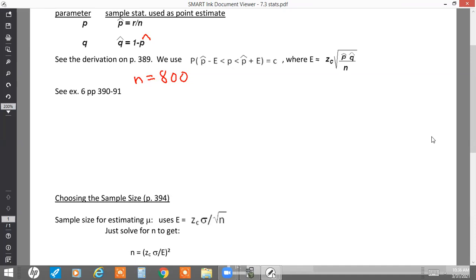So the N is 800. The number of successful trials is referred to as R. That's what you see up here. 600 did not get the flu. So we need to know P hat, which is R over N, right? And you pop that in on your calculator, and you get approximately 0.35.